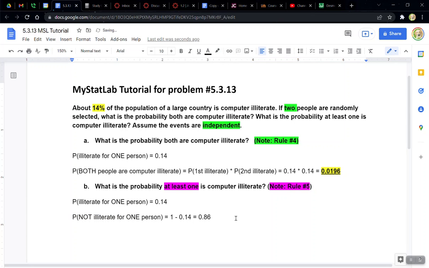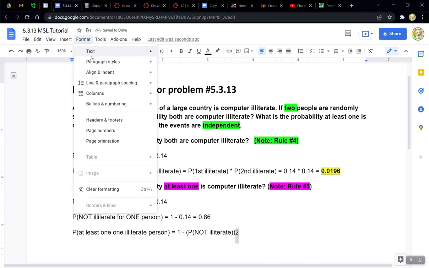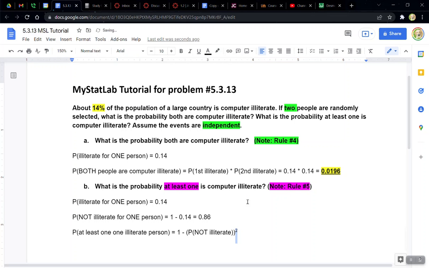Well, rule number 5 says if you want the probability of at least one event E, right? So for us, it's going to be at least one illiterate person. We take 1 minus the probability of not E, so in our case, not illiterate, and we raise it to the power. Oops. All right, well, so that's raising it to a power, which is not probably a format that you're familiar with, so let me raise it in superscript form. There you go. Now that's more like what you're used to. All right, because you're going to raise it to the power, and in this case, because there's two people, you're going to raise it to the 2 power.